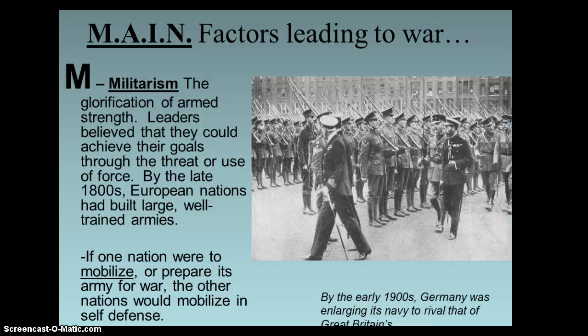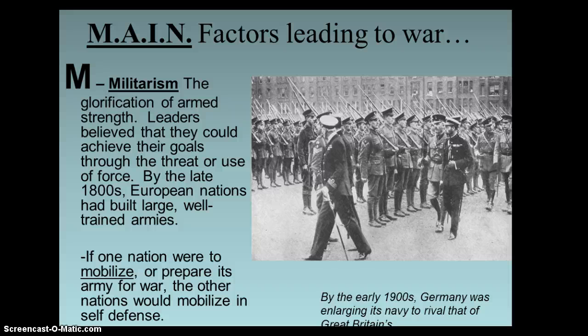Okay? All right, so the way we're going to learn about the causes of the Great War is we're going to examine them with an easy acronym called the main factors leading to war. Pretty simple, right? The M in MAIN, our first one, is militarism. It's the glorification of armed strength.